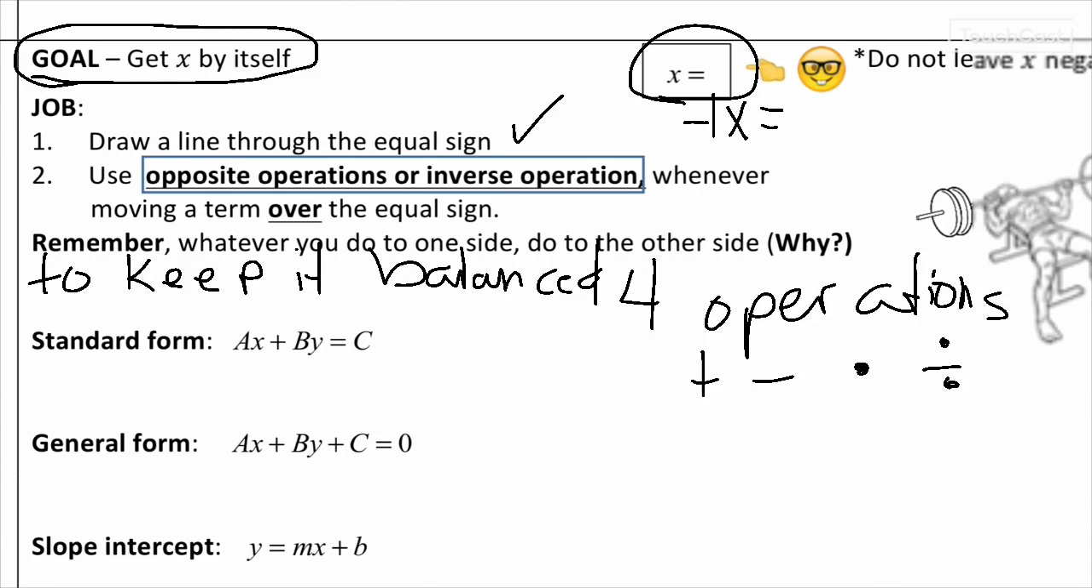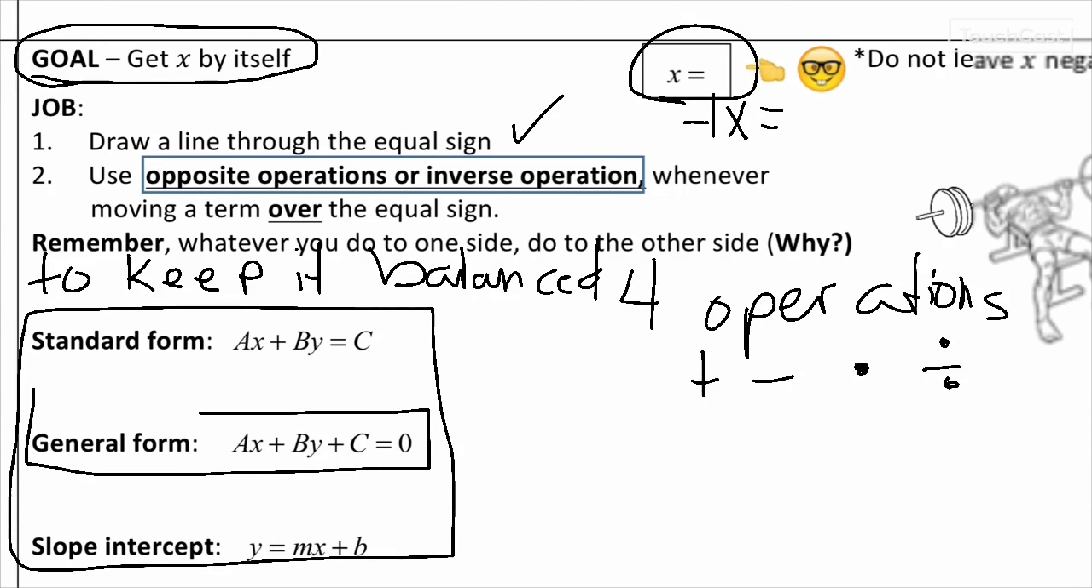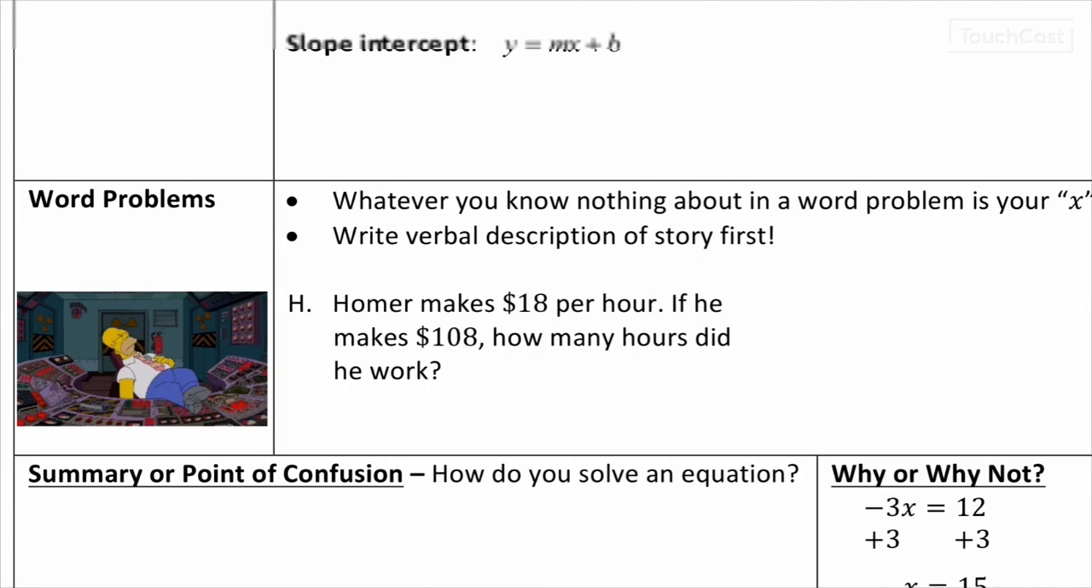Okay? Now the last things we need to do, we're going to be studying these forms. So here they are. Some of you already know this: standard form, general form, and slope-intercept form. General form is usually used in the higher maths, but we're going to talk about it so we understand what's going on with it. Okay? And that's it for this section. All right, the next section.